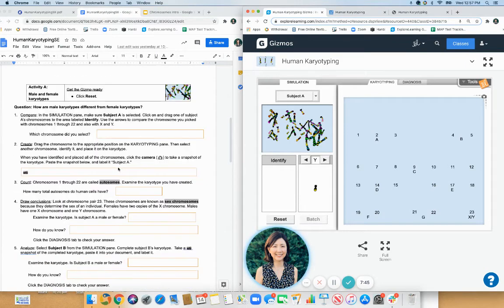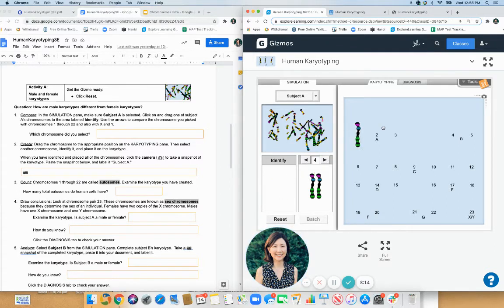And then this is how you make a karyotype on the Gizmo. You're going to make sure you've got subject A, and then you're going to click and drag one of these chromosomes. And then you need to identify it. So you need to click through here until you find which one it matches. It's like a little matching game. And it tells you right here, this is chromosome 4.